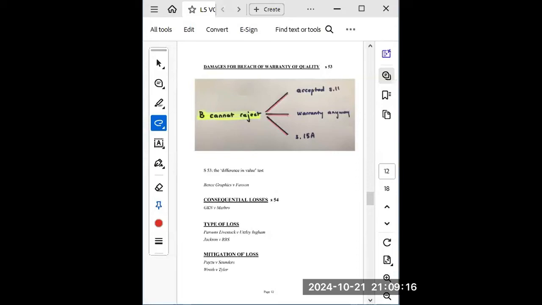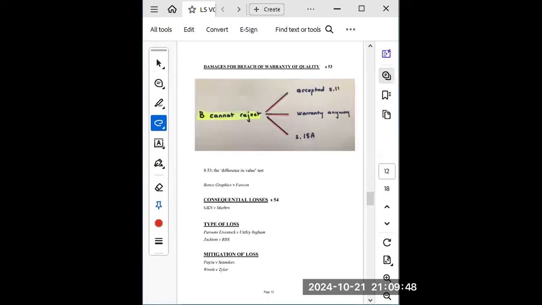When is this? Well, essentially in three situations. The buyer cannot reject if, first of all, the buyer has accepted the goods, because, you see, Section 11 says the breach of a condition is now treated as a breach of warranty only, so you can't reject. The second situation, it's where it's a breach of a warranty anyway. Third situation is where Section 15A applies.